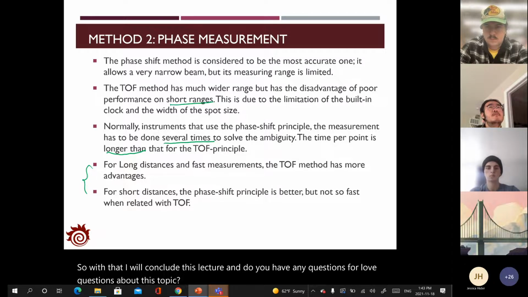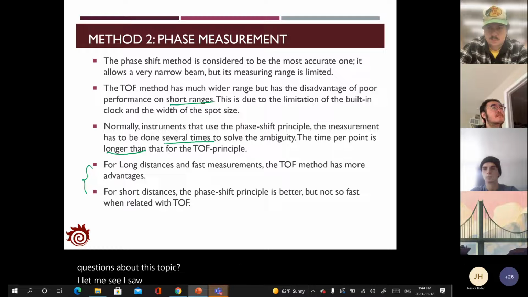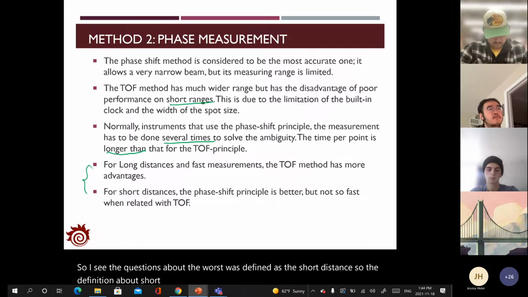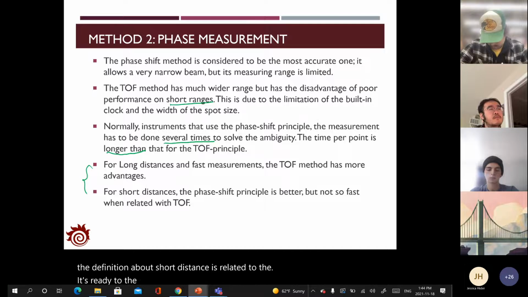Okay, let me see, I saw some. So I see the questions about what's defined as the short distance.